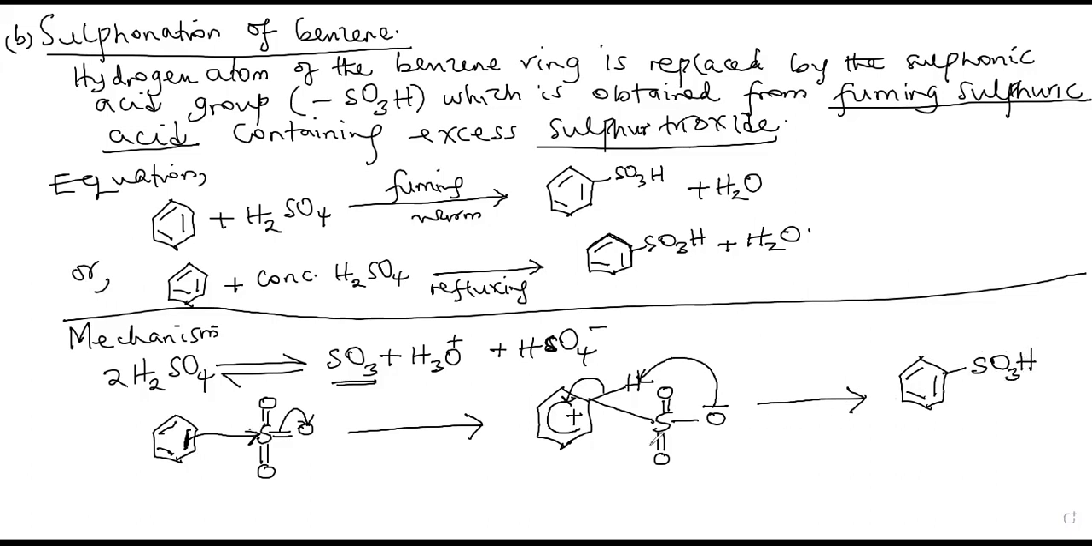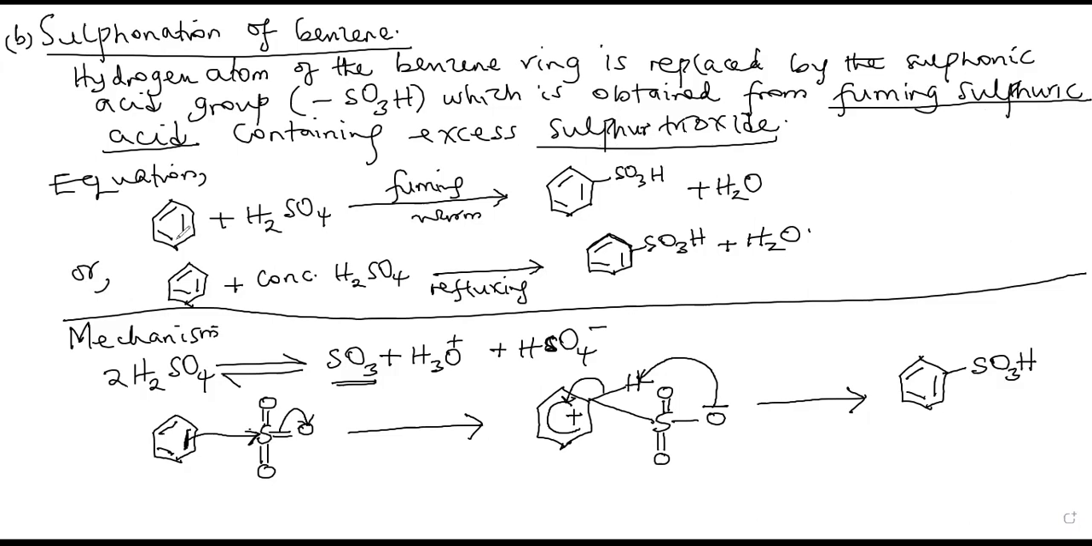As simple as this. This is a very common and crucial question, but it is easy. Just need to know that the hydrogen atom of the benzene ring in this reaction is replaced by the sulfonic acid group, which is the minus SO3H, and that one is obtained from fuming sulfuric acid, which contains excess sulfur trioxide.